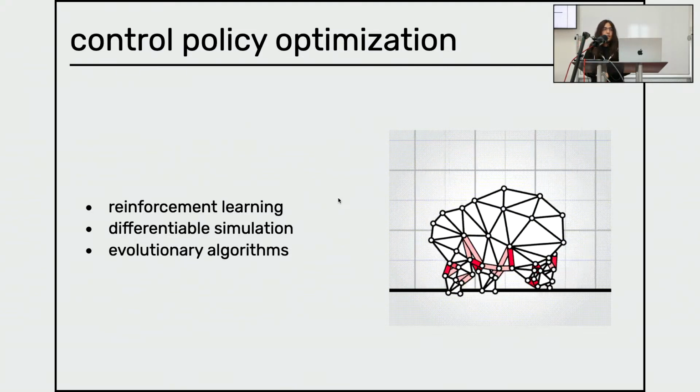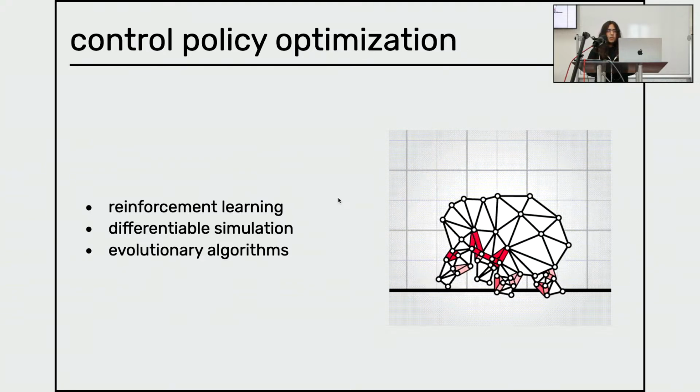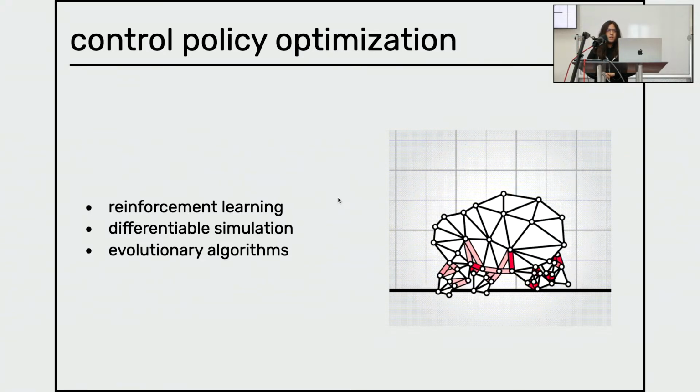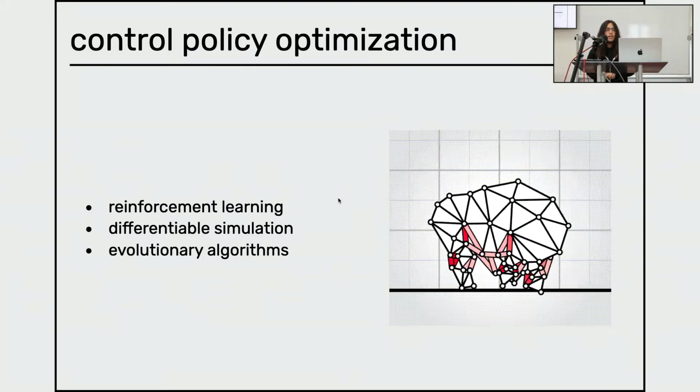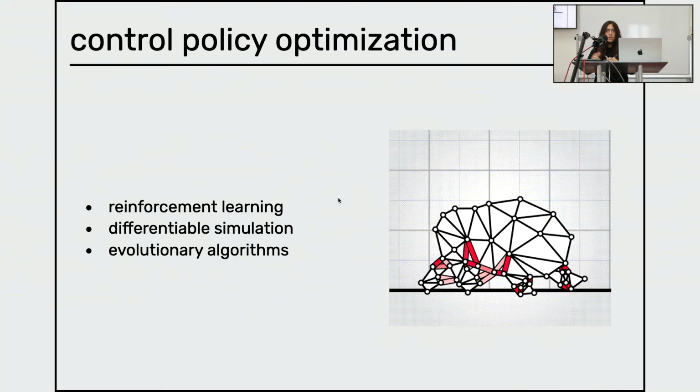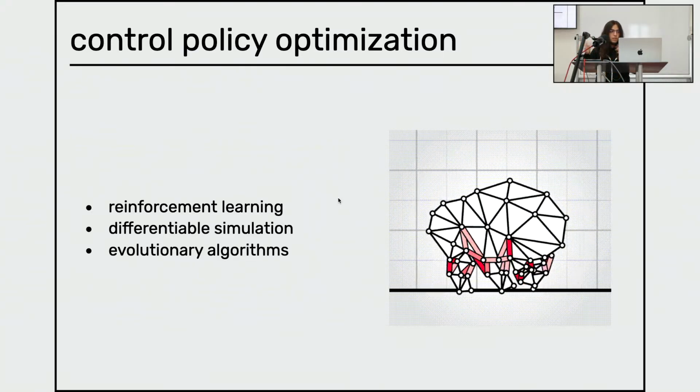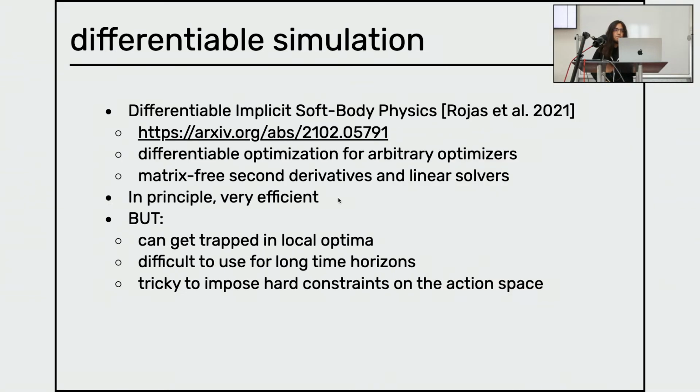But hopefully by now, it's clear to all of you that even if you don't care about differentiable simulation, autodiff still plays a role in the simulation itself, right? Because the force is the negative gradient of the potential energy and so on. So differentiable simulation. This approach based on energy minimization can be made differentiable. And you can find more details in this paper. But long story short, it's basically differentiable optimization for arbitrary optimizers.